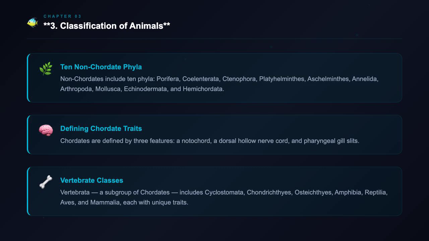Each has distinct features. Chordates have a notochord, dorsal hollow nerve cord, and pharyngeal gill slits. This phylum splits into 3 groups: Urochordata, Cephalochordata, and Vertebrata. Vertebrata include several classes such as Cyclostomata, Chondrichthyes, Osteichthyes, Amphibia, Reptilia, Aves, and Mammalia. Each class has unique characteristics.